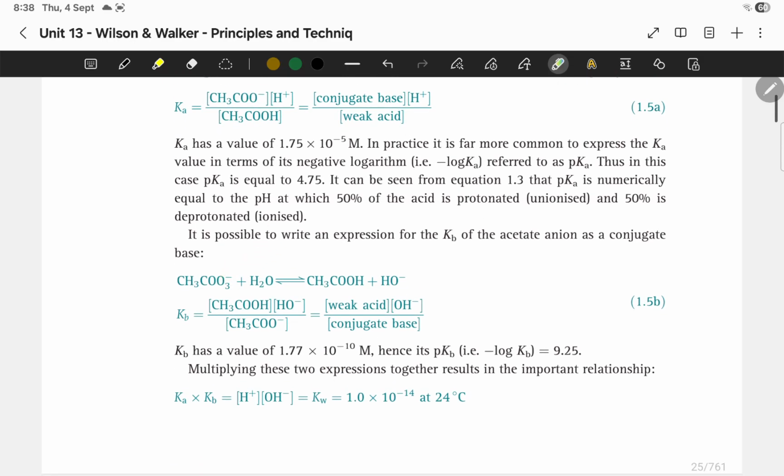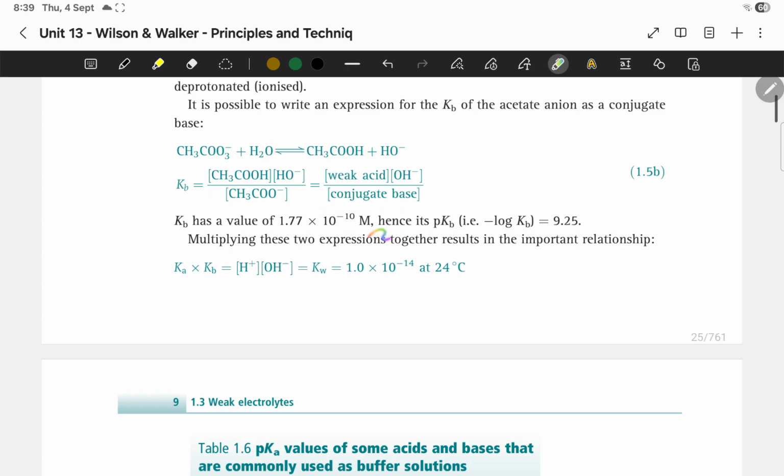So in this, we are taking acetate base plus water. We'll get acetic acid because H is added and OH is released. So we'll be getting weak acid, acetic acid; the conjugate base is here, water is here. We do not take water in this concentration game. Okay, so its value is this. Multiplying this, we'll get this.